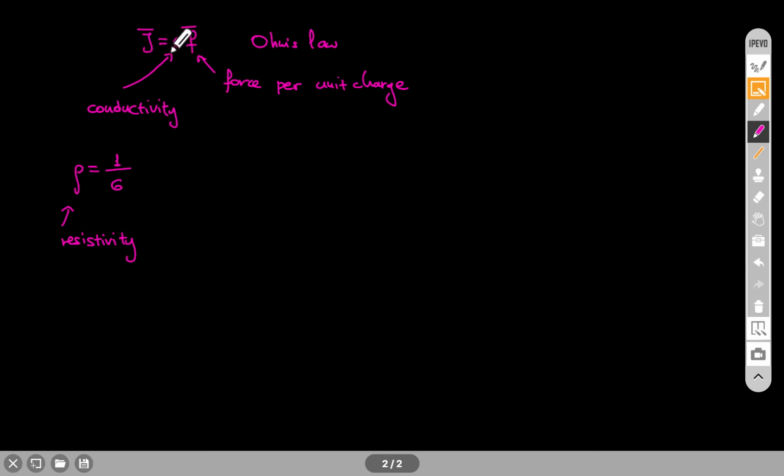Now, this is the basic assumption of Ohm's law. In the case where the only thing you have is an electric field that is exerting a force on your charges, then we know that the electric force is QE, which means the electric force over Q will give you the electric field, which is why if the only thing you have is an electric field, your current density is going to be proportional to the electric field.